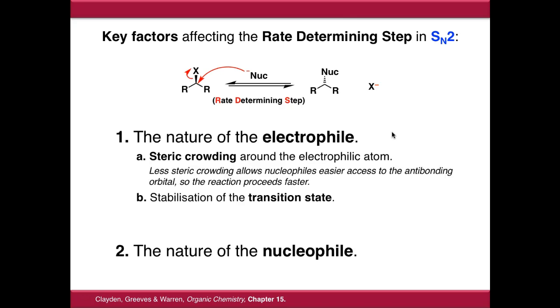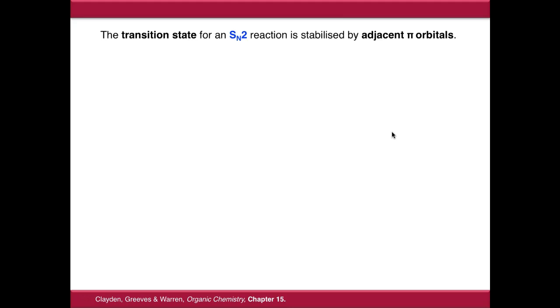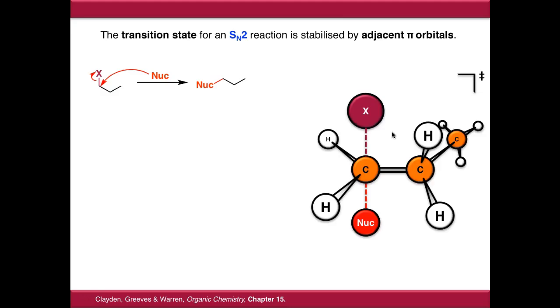So, we can answer the first question. Less steric crowding allows nucleophiles easier access to the antibonding orbital, so the reaction proceeds faster. So the transition state for an SN2 reaction, we saw that before. It turns out it's stabilized by adjacent pi orbitals. So here we're just looking at a simple primary electrophile, and I've drawn this out in 3D here, and here is the transition state. We're halfway between the nucleophile carbon bond forming and the carbon X bond breaking.